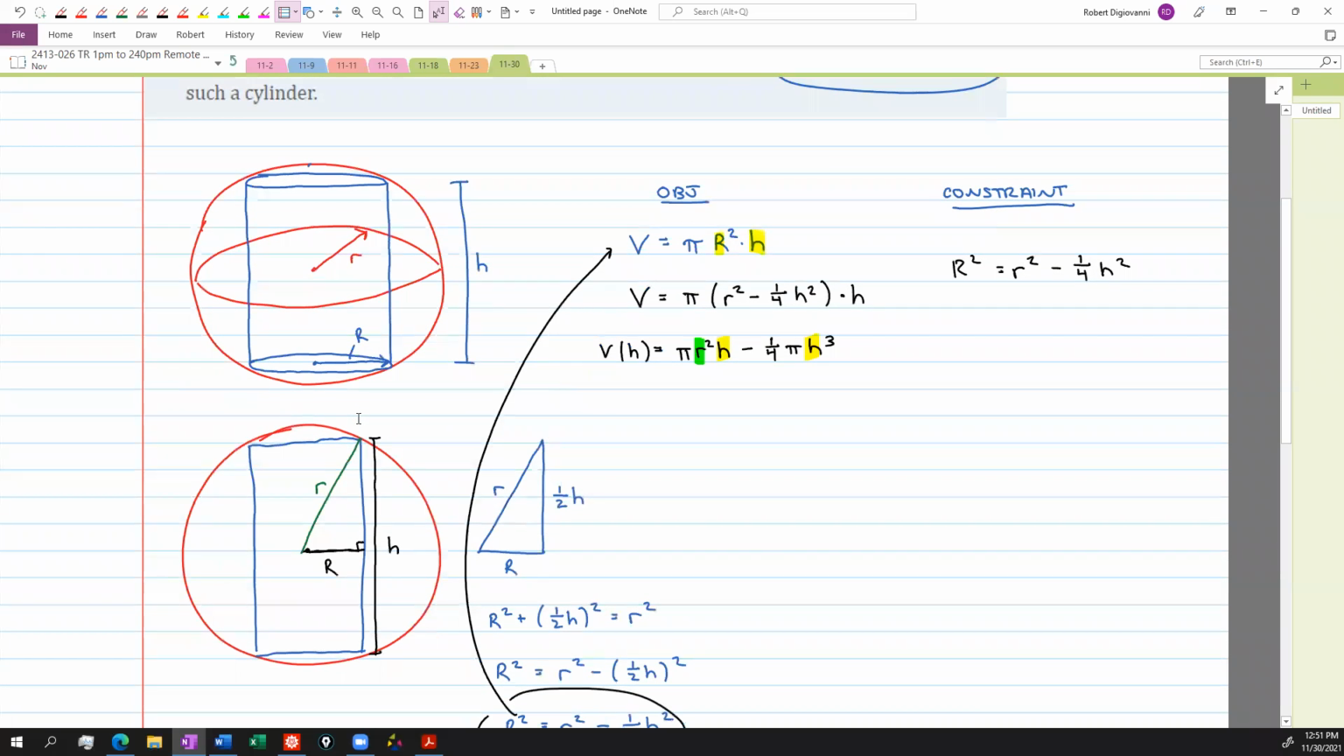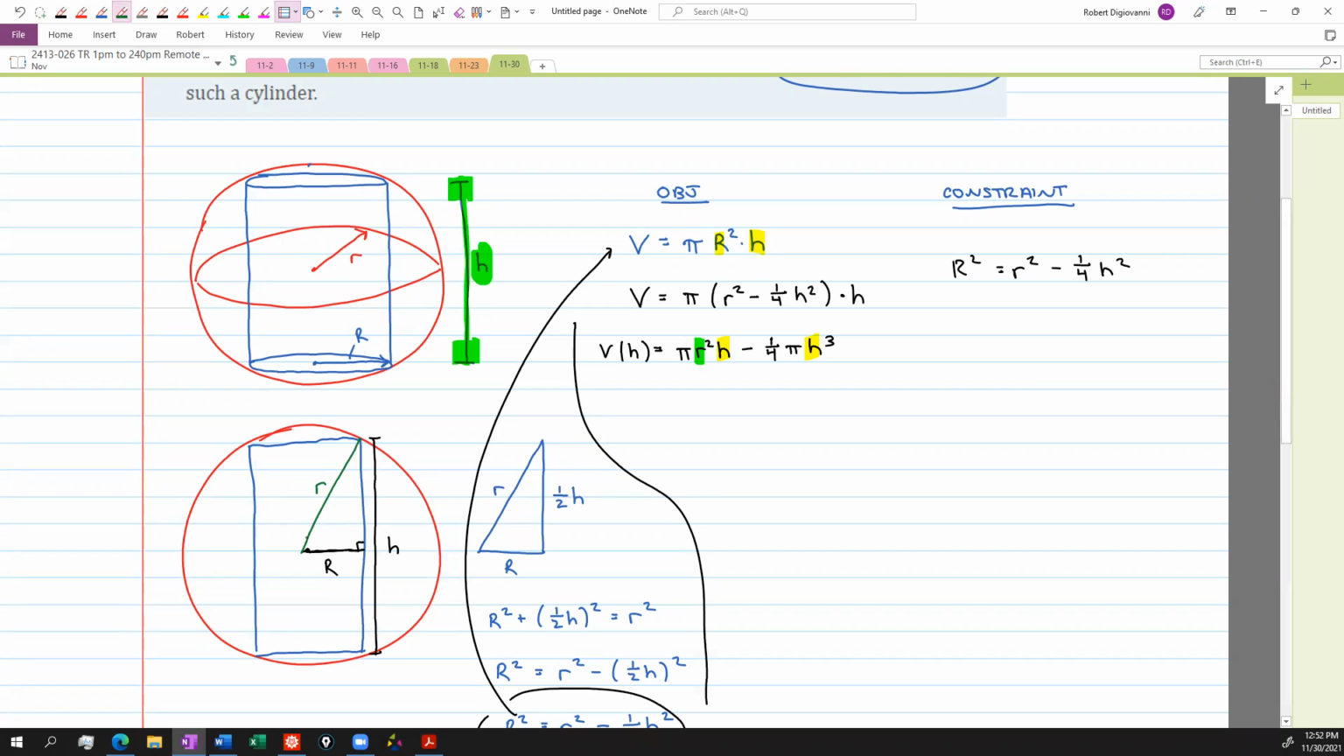So is there a restriction on h? I'm trying to figure out if I want to do the open interval or closed interval now. So is there a restriction on h at all here? So think about h in your picture. I don't think it has a numerical restriction. It can't be bigger than the diameter of the sphere. Exactly. Which would be what? 2r.